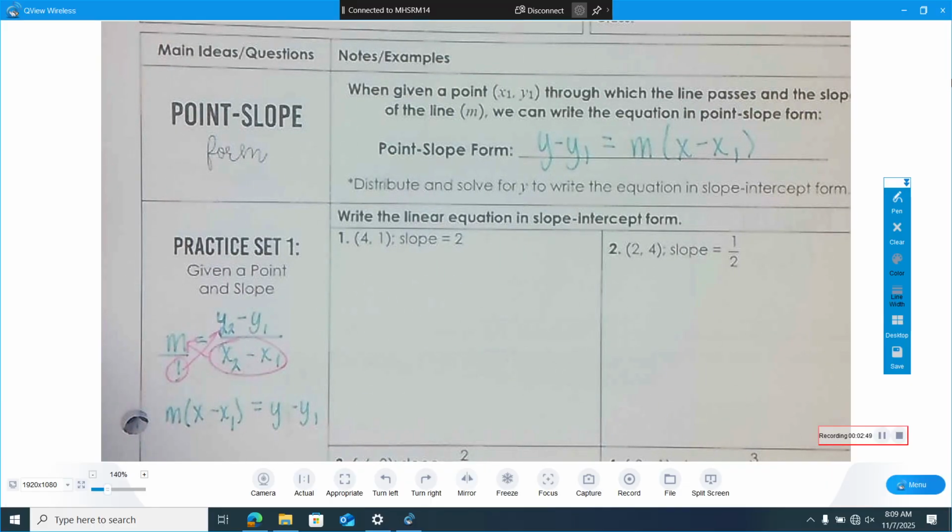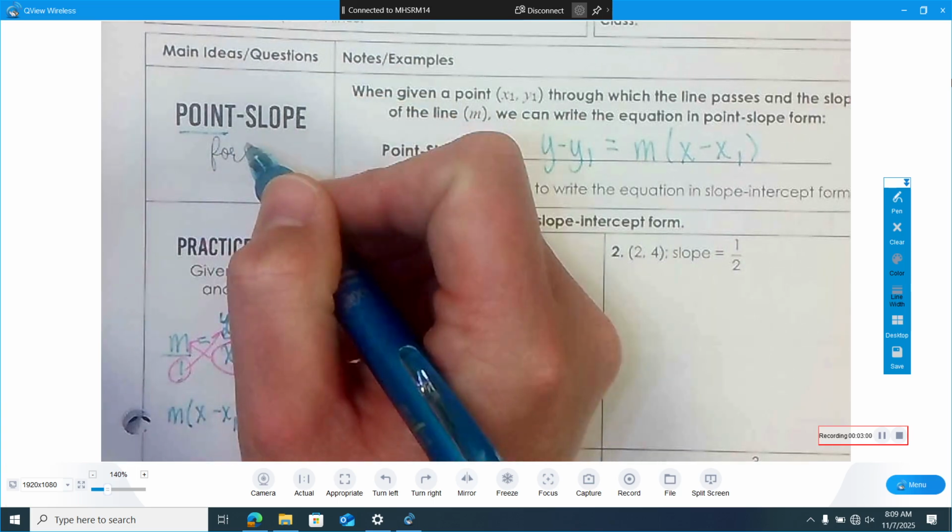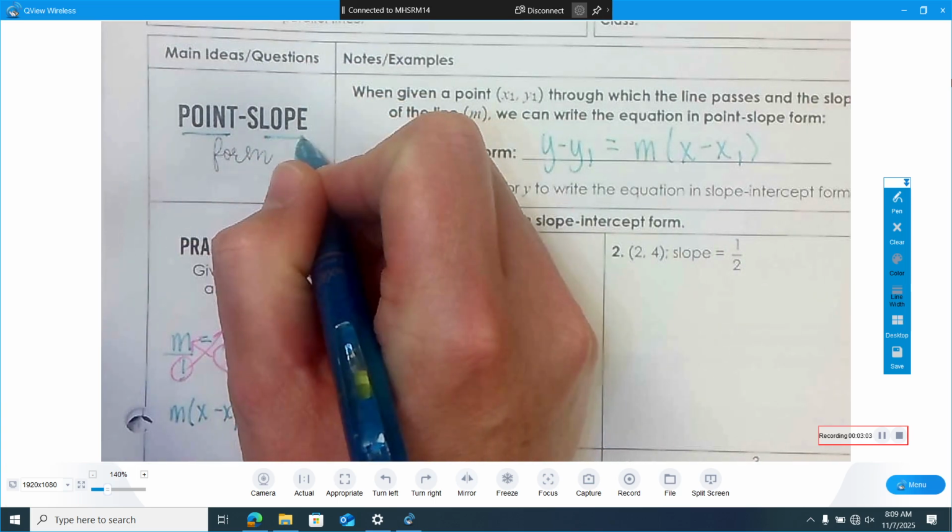Now we use point-slope form when, God, I love math people. We are so unoriginal. When we have a point and slope. Okay.